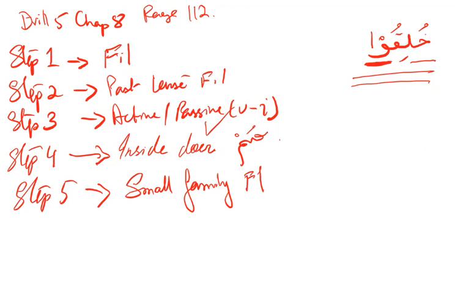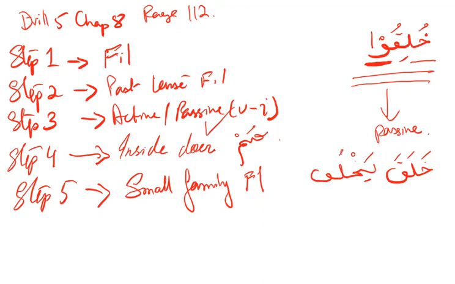And now we have to do the meaning. Which family will khuliqu be? It will be Bab Fataha. Khalaqa, khuliqu. Yes, khuliqu, because from the passive we cannot ascertain the family until we know. So it is khalaqa yakhluqu, so it is Nasara family.